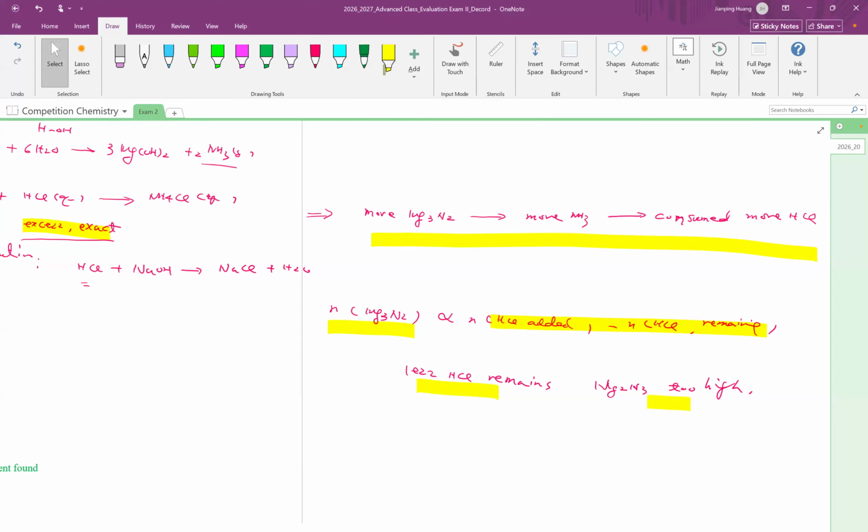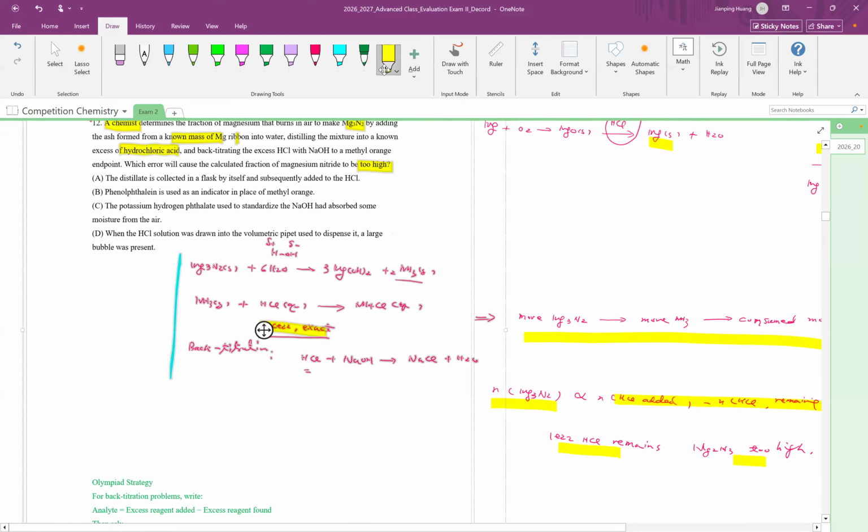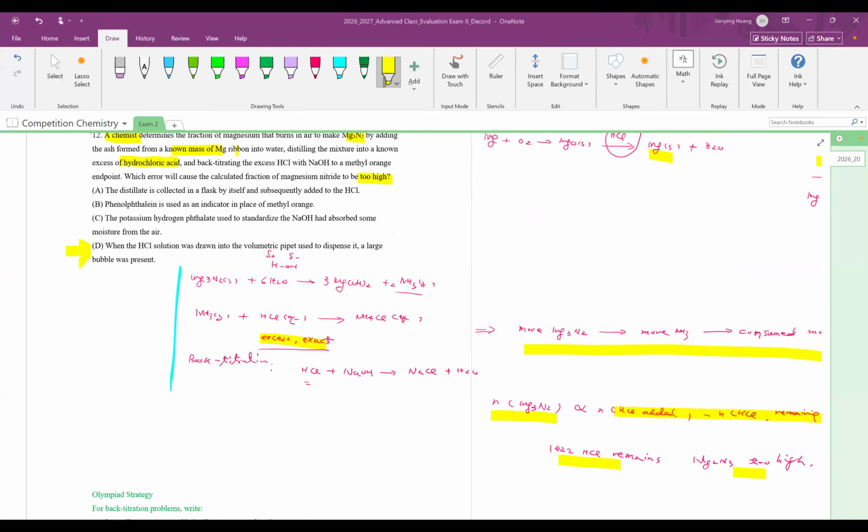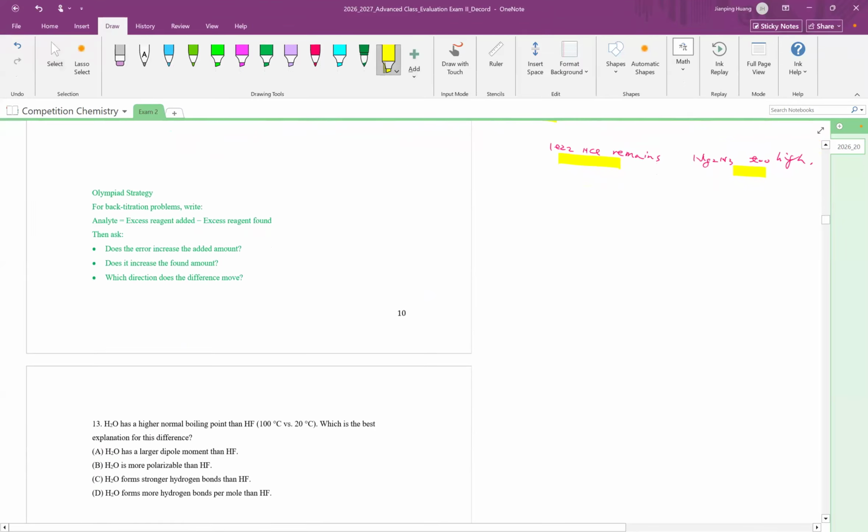You got it? So based on this analysis, the only way is D. The rest are too low. A is too low, B is too low, C is too low. The answer is only D. Now let's look here. Why have this one? So look, here's a summary for you, okay?